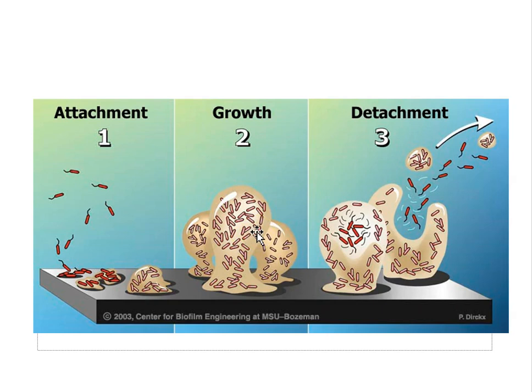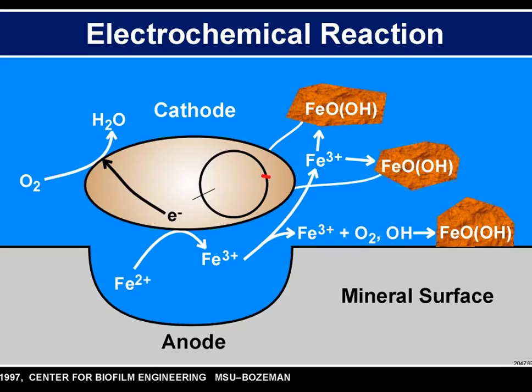But one of the things that I'm starting out with here is that often the microorganisms can also consume the surface they're growing on, even if it's not organic. For instance, here we have an electrochemical reaction where the organisms are actually consuming iron. So they're eating iron.